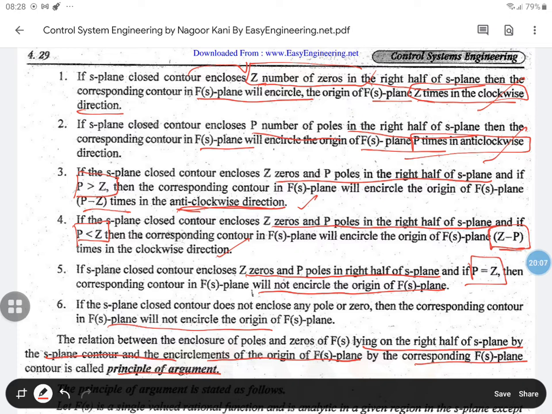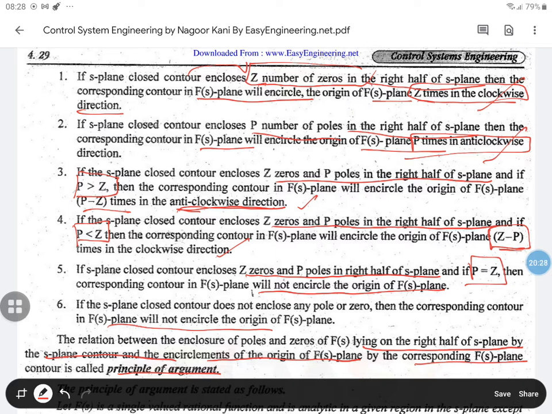So we have two planes, the S-plane and the f(s)-plane. In the S-plane you are plotting the poles and zeros, and you are developing the contour in the S-plane. So you are comparing this S-plane with the f(s)-plane.